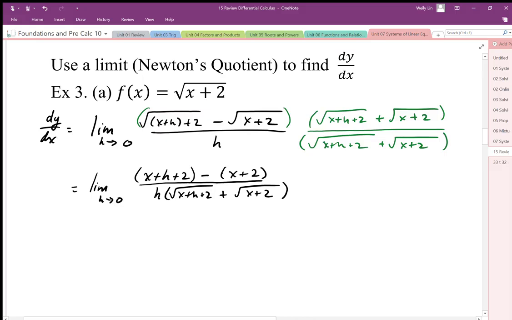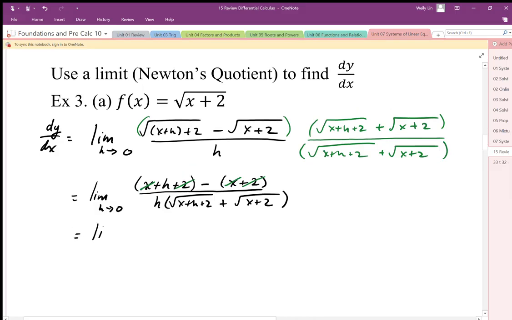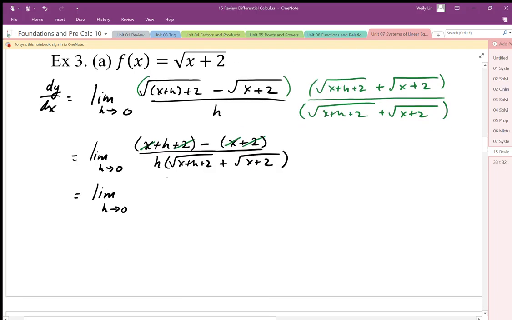So I have my factor of h that I want to get rid of, and notice I have things canceling out here. x cancels with minus x, 2 cancels with minus 2. I end up with h divided by h. That's how I get rid of the 0 divided by 0. So I end up with the limit as h goes to 0 of 1 over the square root of x plus h plus 2, plus the square root of x plus 2. Now that I've gotten rid of the 0 divided by 0, I can evaluate this limit.